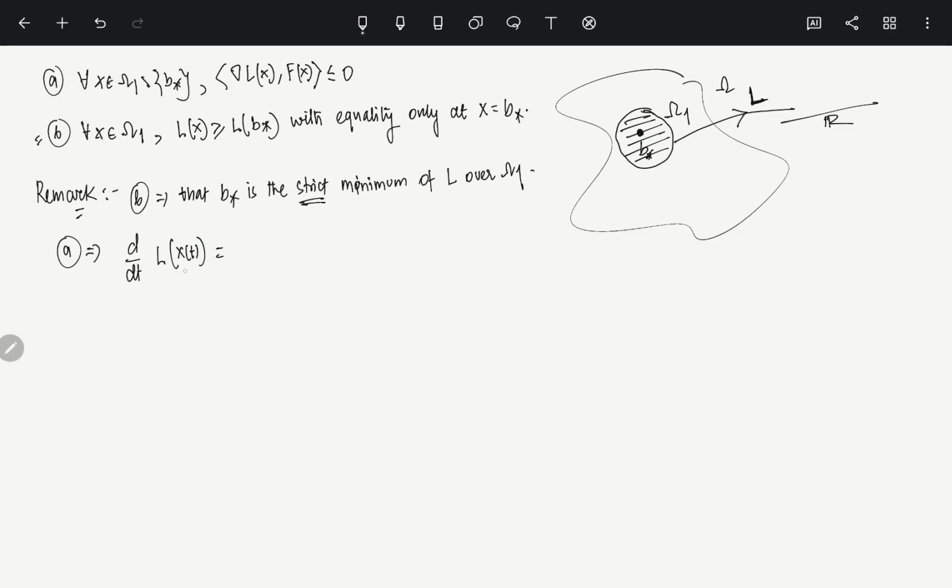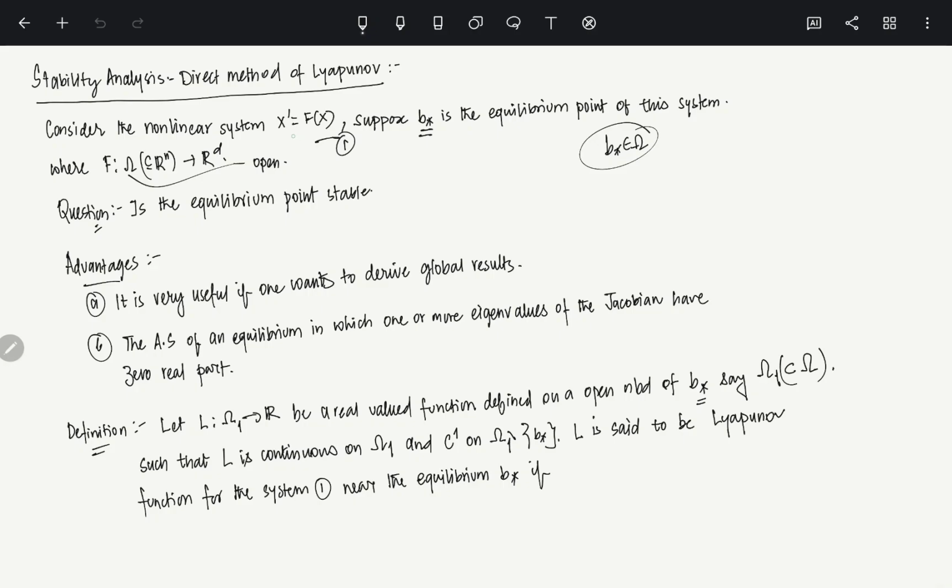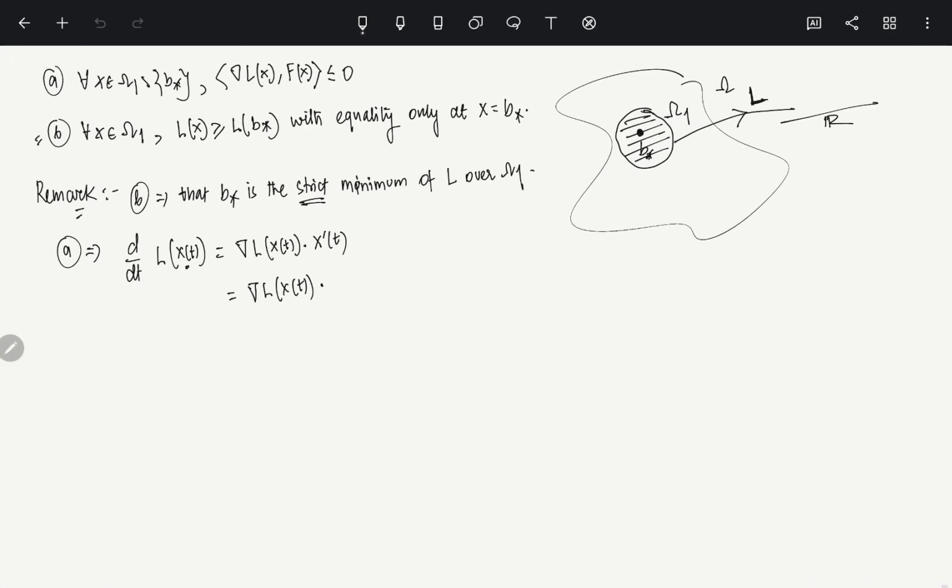So I am defining L of xt and I am taking the derivative. L is c1. So if I take the derivative by chain rule, that will be gradient L acting at x of t, and then by chain rule, the derivative of this thing, which is x prime of t. Now, what is gradient L at the point x of t? This is fine. And what is x prime t? xt is a solution of this problem, so x prime equals f of x of t. So this is nothing but what we are writing as gradient of Lx acting at f of x. Is it okay?